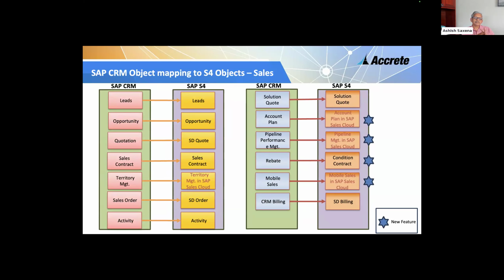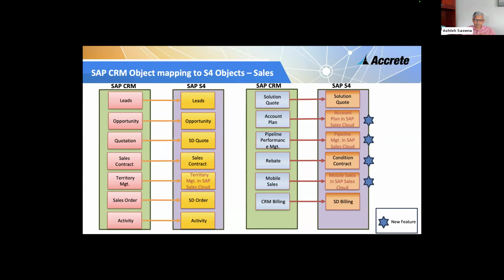And then the solution code functionality, where you could bundle a subscription which could have a physical product or services or software or training, etc. Or you could have a dummy product where you could bundle all of them, including subscriptions. That solution code functionality is now migrated to SAP S4.